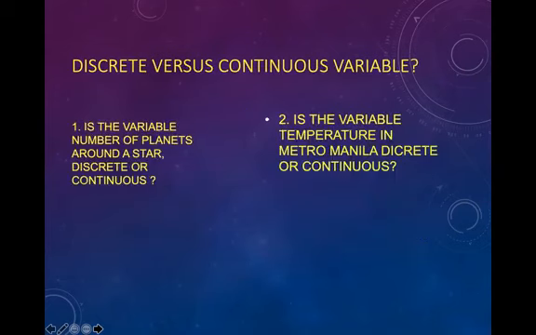So question, is the variable number of planets around the star discrete or continuous? Or is the variable temperature in Metro Manila discrete or continuous? You'll be able to answer this towards the end of this lecture.